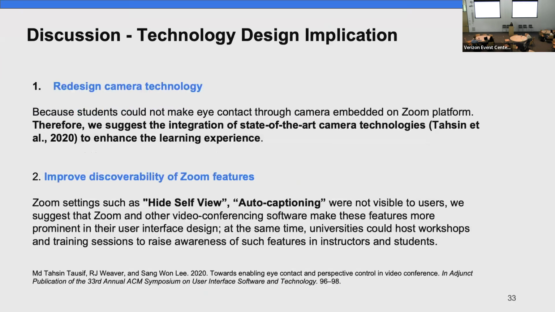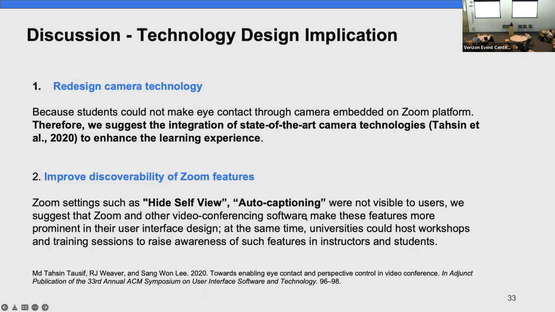And the final part of our discussion is we propose some technology design implications. The first thing we suggest is that the camera on Zoom can be redesigned, because right now on Zoom we cannot exchange eye contact. When you stare at somebody, it's impossible for us to have eye contact on Zoom. So we suggest that in the future they can integrate state-of-the-art camera technologies to enhance the learning experience. They can use computer vision techniques to make this work. And some previous studies have done this before.